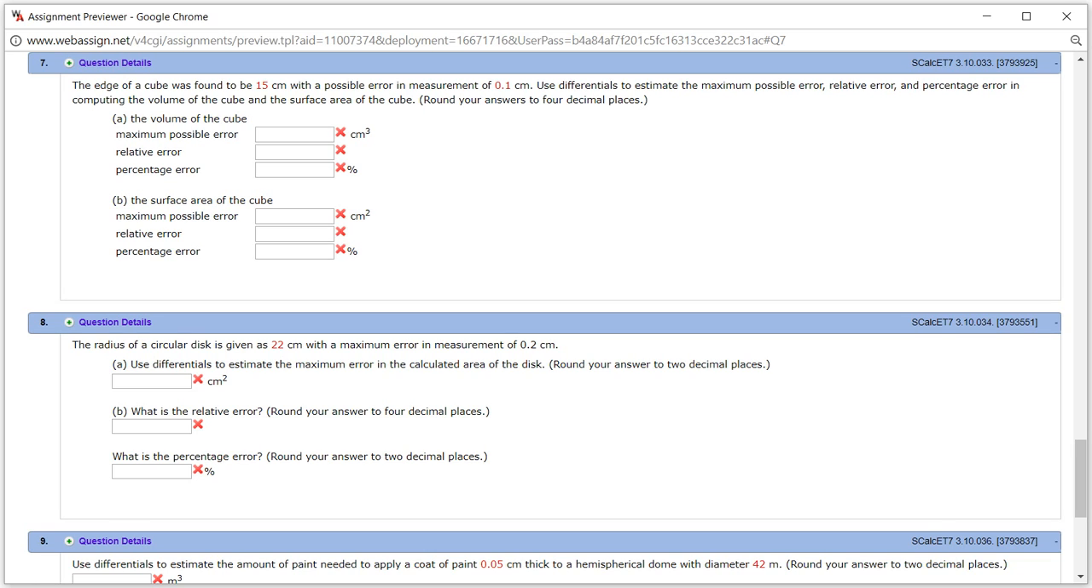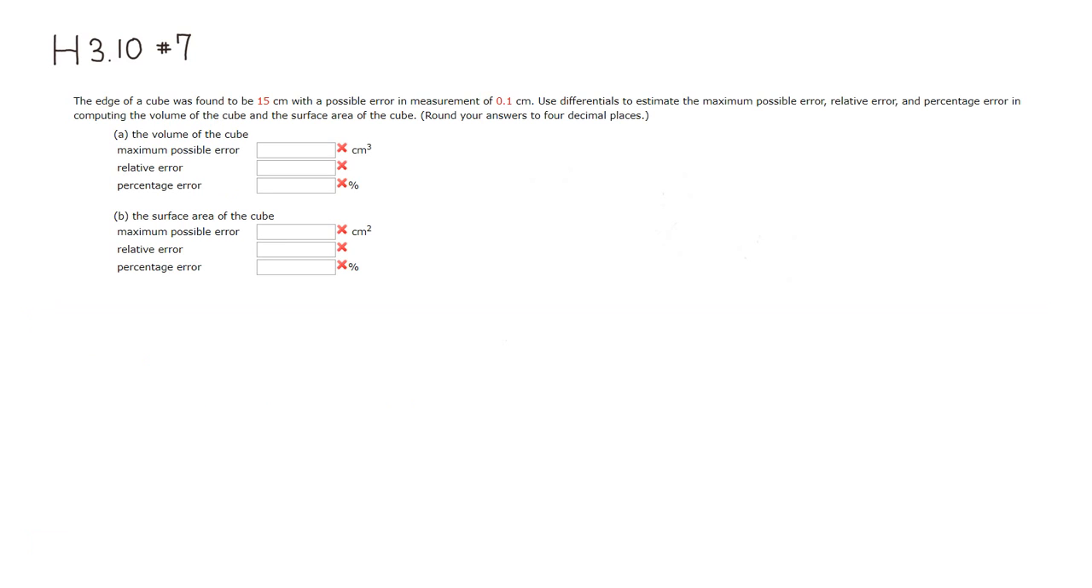All right, let's look at homework 3.10, problem number 7. It says: the edge of a cube was found to be 15 centimeters with a possible error in measurement of 0.1 centimeters. Use differentials to estimate the maximum possible error, relative error, and the percentage error in computing the volume of the cube and the surface area of the cube.